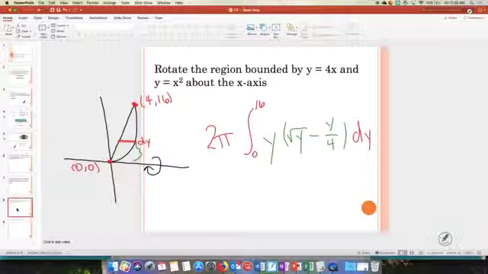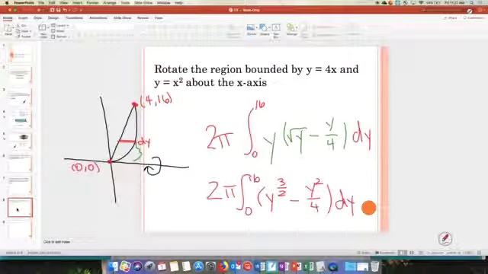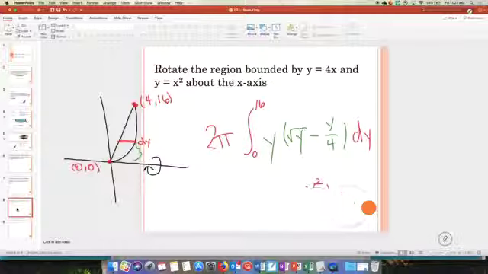Did you forget to change them to y? Yes. Okay. So we had to change these to y, but was it that hard to change these to y? And to be very honest, this would be a pretty nice one to do by hand, because you would have 2 pi, but then this would be y to the 3 halves minus y squared over 4, and that wouldn't be terrible, right? We can take those antiderivatives very easily.